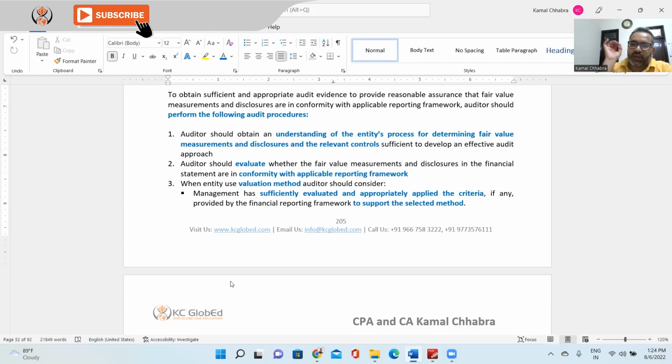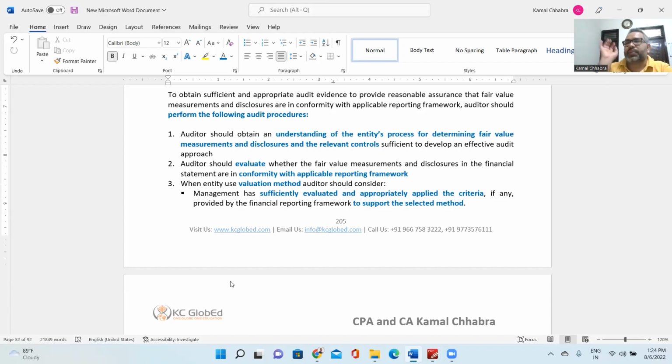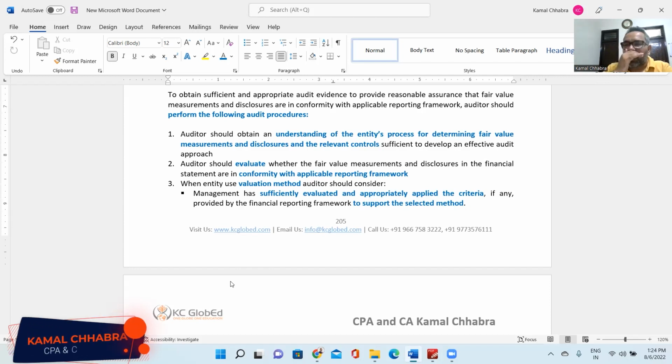So first thing, whenever you perform the audit of any respective area, what do you do? You understand the management process, maybe by reading the process narrative, standard operating procedure, desk procedure, or by performing inquiry with the management. So the same thing you need to apply here. First, you need to understand the overall process and flow of transaction.